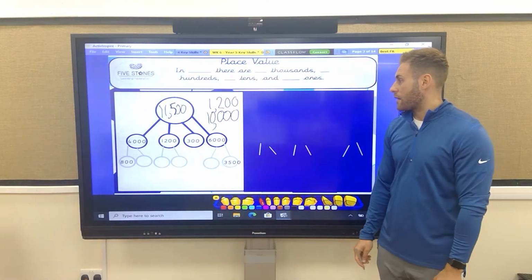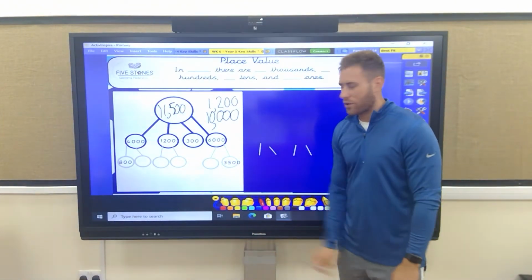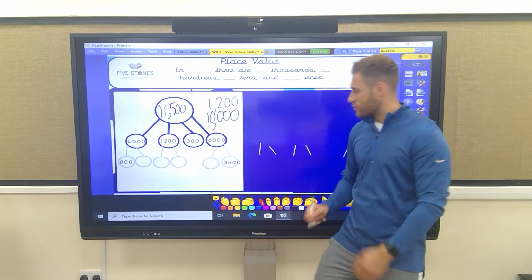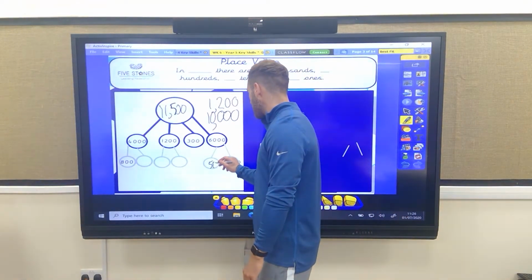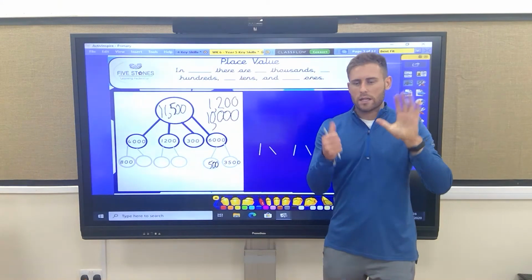So we've got 11,500. Looking at our 6,000, we've already got 3,500. 500 will take us up to the next 1,000, which will be 4,000. We've got 4,000, we need 6,000, we're needing 2 more.